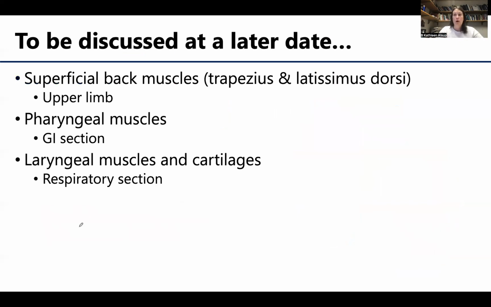There's a lot more going on in the neck and the back than what we're going to talk about in this specific video, but we will talk about them later. So the superficial back muscles that I kept mentioning, your traps or your trapezius, as well as your lats or your latissimus dorsi, those are going to be the most superficial, most prominent muscles of the back, but they're going to affect the upper limb, so we're going to talk about them there. Pharyngeal muscles that make up the pharynx will be discussed in the gastrointestinal section, and the laryngeal muscles and cartilages will be discussed with the respiratory section.